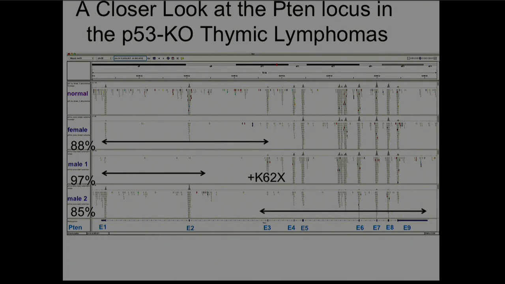Here's the sequence from 3 mice. They're different mice. There was a deletion of 88% of the reads found across here in one mouse, 97% of the reads across here, and 85 here. That means 3 different mice, 3 different deletions. However, every single clone in that mouse, even though they were oligoclonal and different clones, had the same deletion. So that's a surprise.